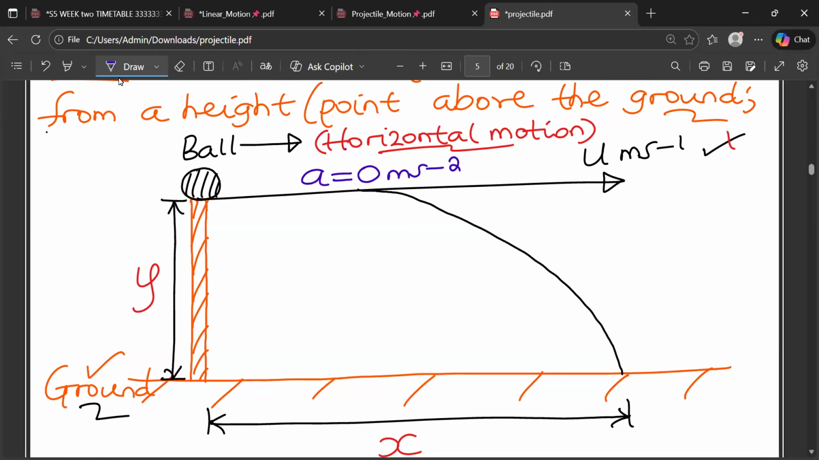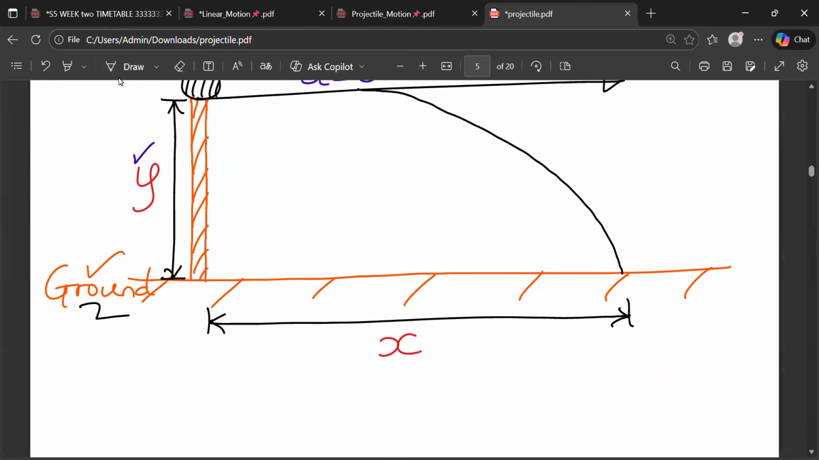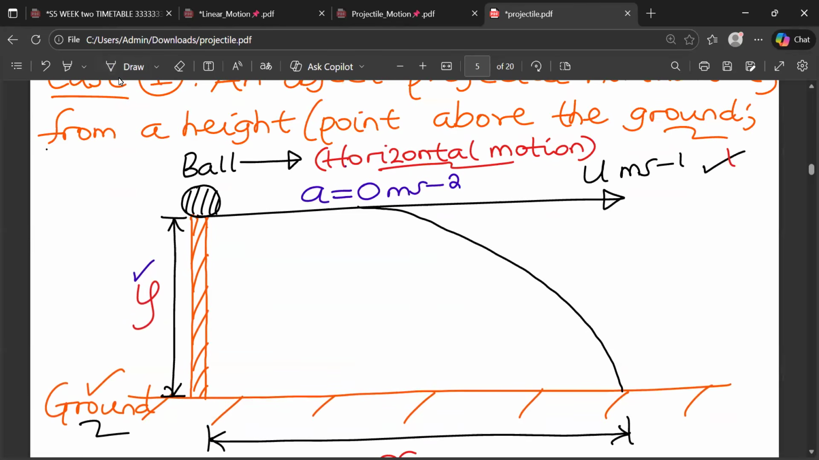Okay, now there are certain initials they are going to be using in this topic, but just make sure you understand what y means and you understand what x means. I told you x means simply horizontally or in the x-axis. y simply means vertically or in the y-axis.